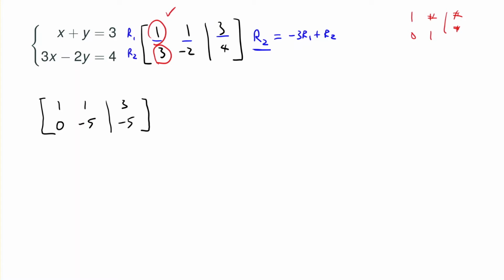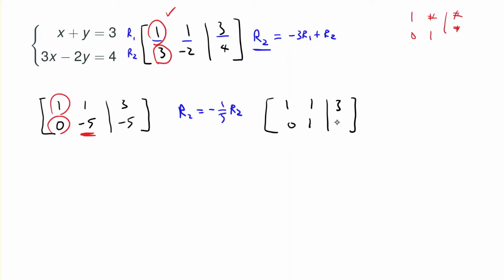Okay. So then our next, so we have 1 here, 0 here, that's good. Now we have to make this 1. In order to do that, the row operation I'm going to do is, now row 2 is the same thing as -1/5 times row 2. So then what we get is 1, 1, 3, row 1 doesn't change. 0, I multiply -1/5, which gives us 1. And this also gives us 1. So now that we have 1, 0, 1, which is what we wanted here, right?